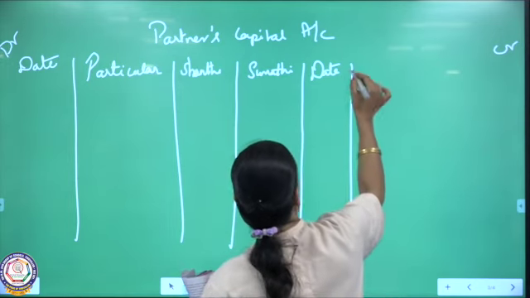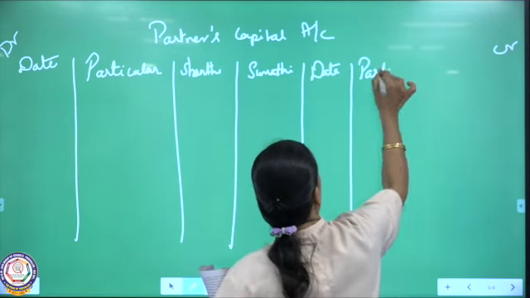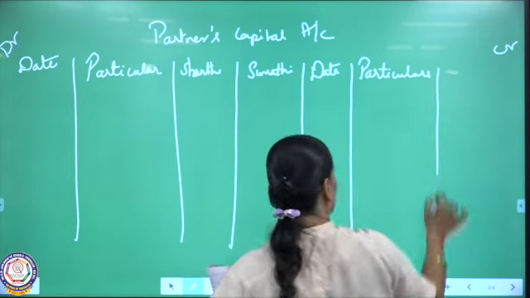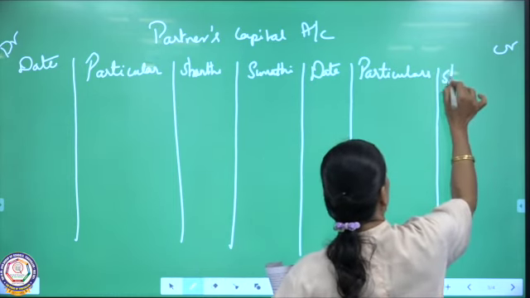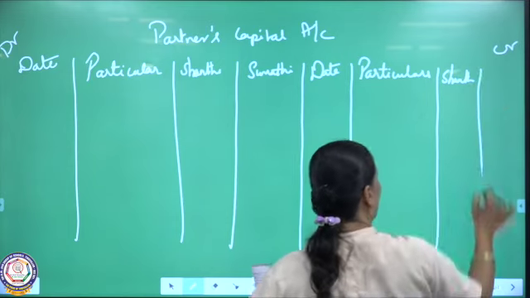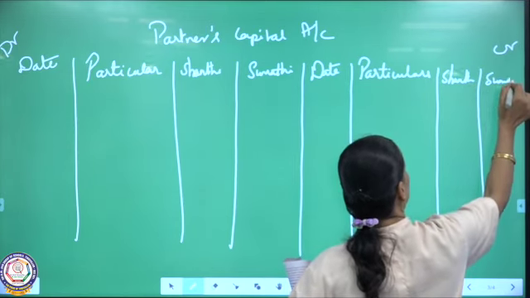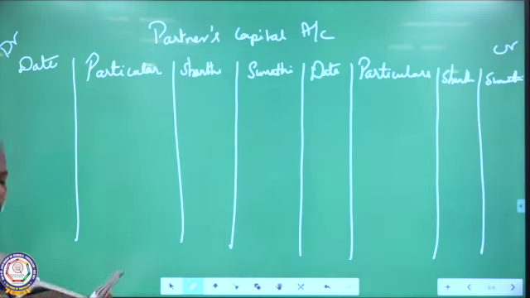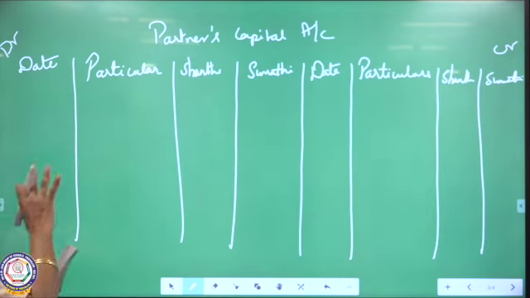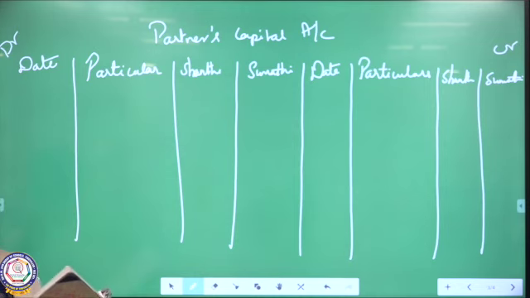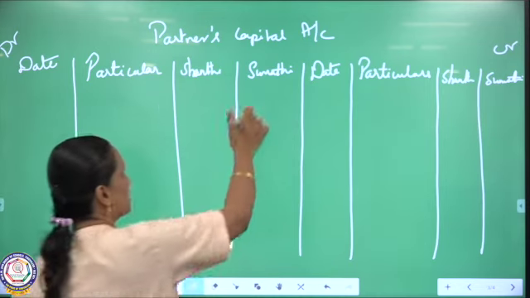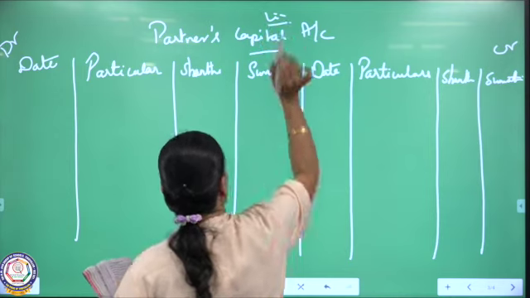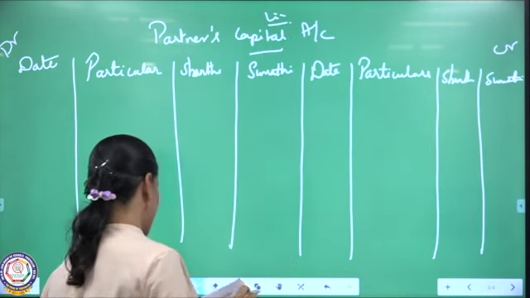Date, again particulars, and then Shanti and Sumati, okay. So, the capital on 1st January 2018, 1 lakh and 80,000, okay. First, this is a capital account, so where should the opening balance come in? Credit side, because capital is a liability, I already said. So, capital should come in the credit side.